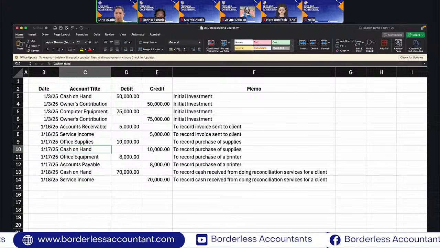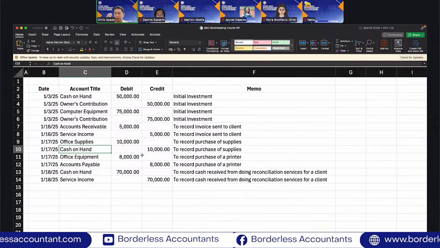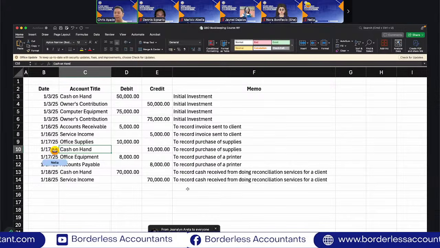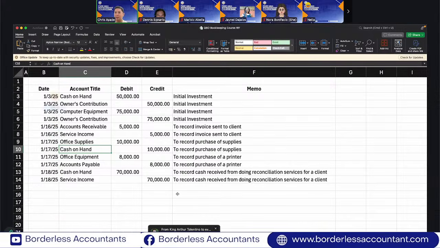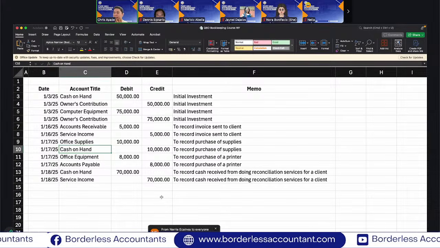Magkano ba palitan ng peso to dollar ngayon? Or dollar to peso? Nasa 56, 57. Right. 57. So yun, gusto natin dollars. By the way, 11 minutes na lang, mag-8 na. Sige lang, bilisan natin to.